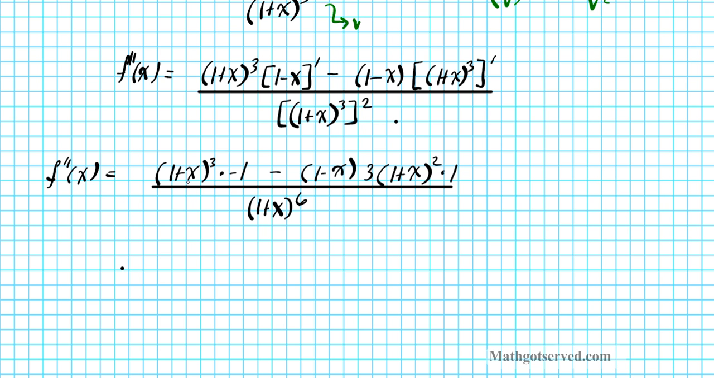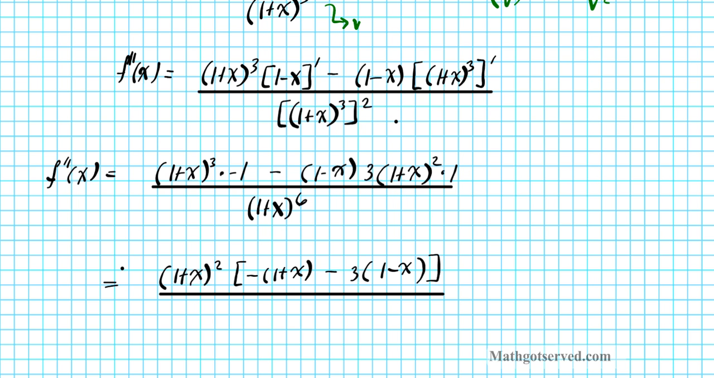Now, if you notice, I have a 1 plus x to the third here and a 1 plus x squared. So I can factor out the GCF, which is 1 plus x to the second power, the smaller of the two factors with identical bases, okay? So we have 1 plus x to the second power, and then we're left with, let's not forget this minus negative 1 plus x, and then minus 3 times 1 minus x, okay? And then we'll divide by 1 plus x to the 6th.